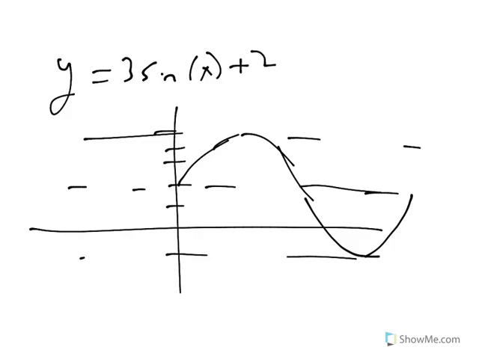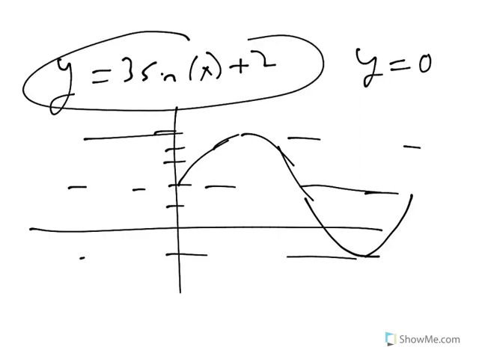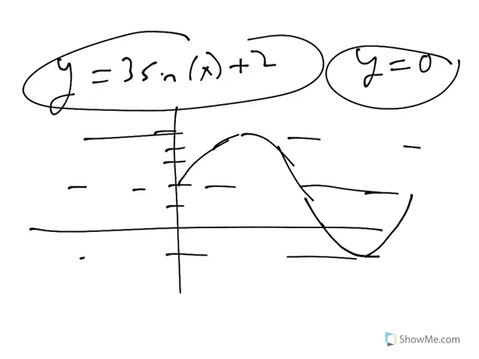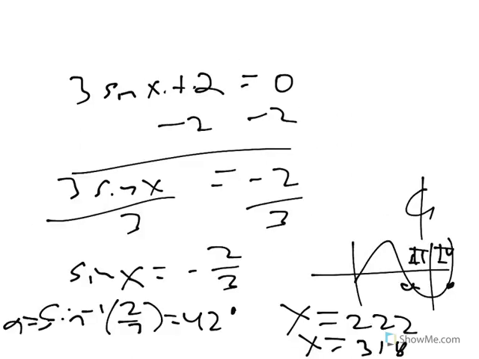We can see that this equation is basically the intersection of y equals 3 sine x plus 2 and y equals 0. So those two answers would also be the answer for what are the x-intercepts. Again, those are 222 and 318.